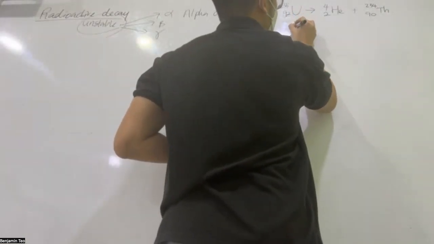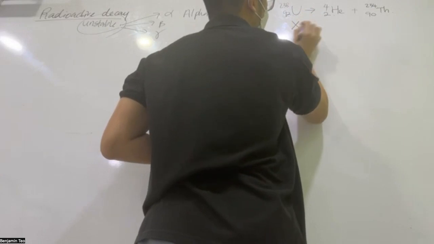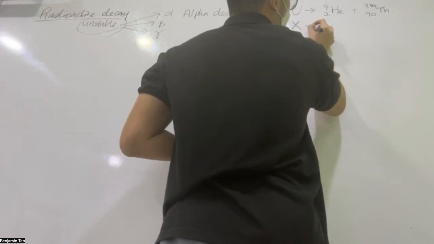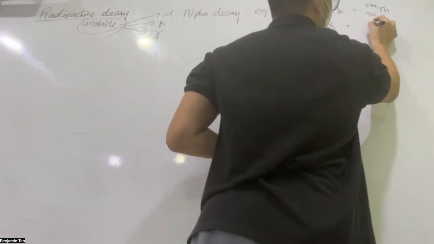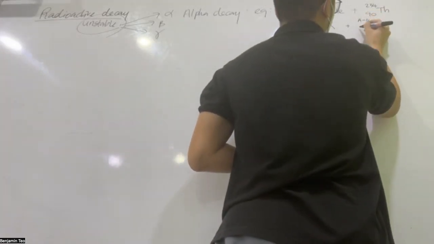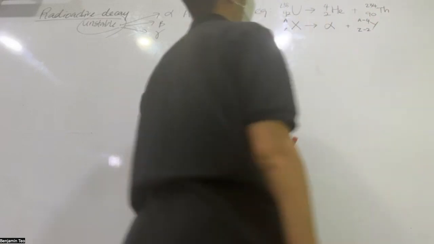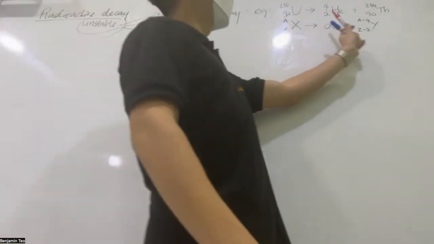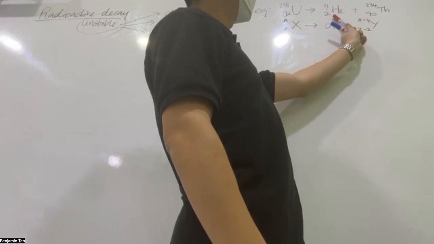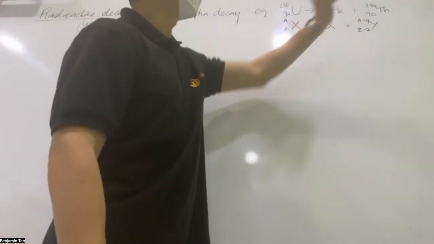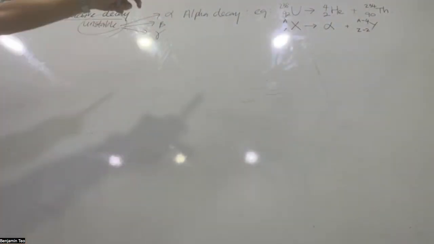General notation: element X, with nucleon number A and proton number Z, decays by alpha to become a new element Y, where A will minus 4 and Z will minus 2. This is your general notation of alpha decay. Next time when you see an equation, you need to be able to identify straight away what type of decay it is. When you see this, then you know it is alpha decay.